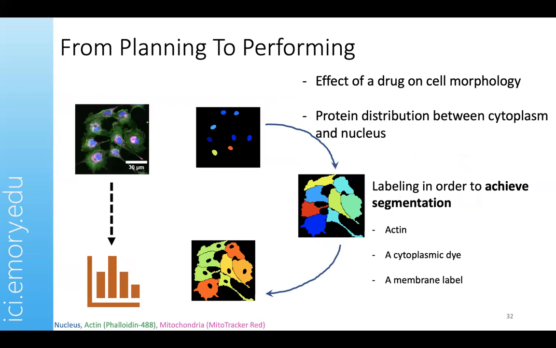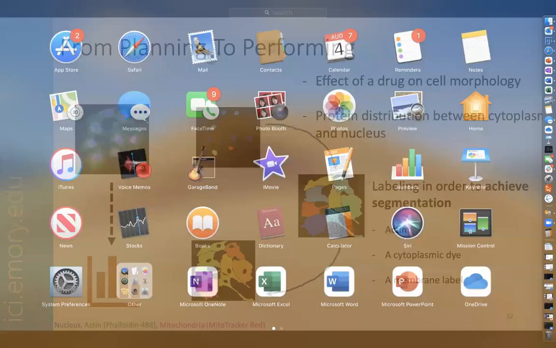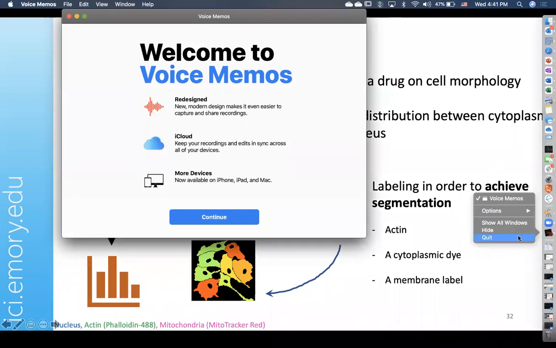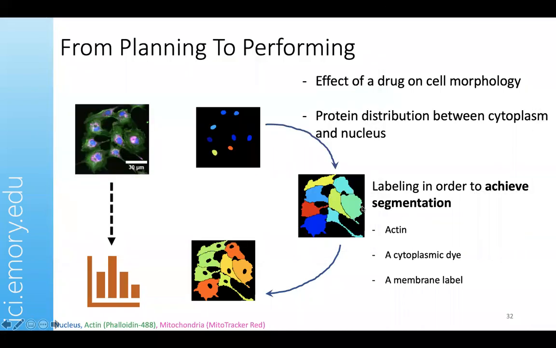So let's say, for example, your goal is to understand the effect of a drug on cell morphology or distribution of the protein between cytoplasm and the nucleus. Okay, so you do this experiment, which is, for example, an immunostaining experiment. You fix your cells, you image, and now comes the big part, which is, okay, I want to measure the area of my cell, okay? Or the intensity of the protein in the nucleus or the intensity of the protein in the cytoplasm.